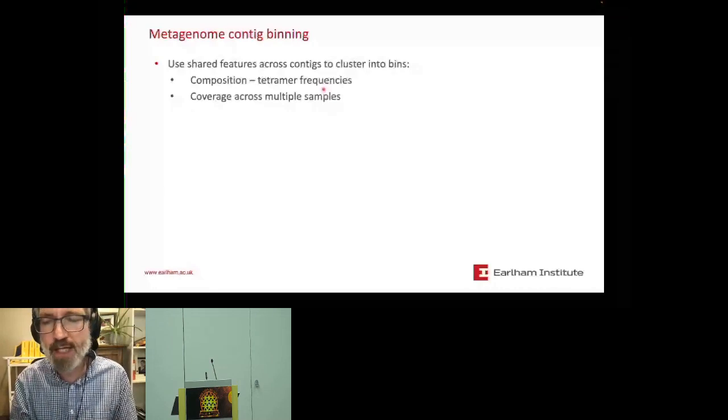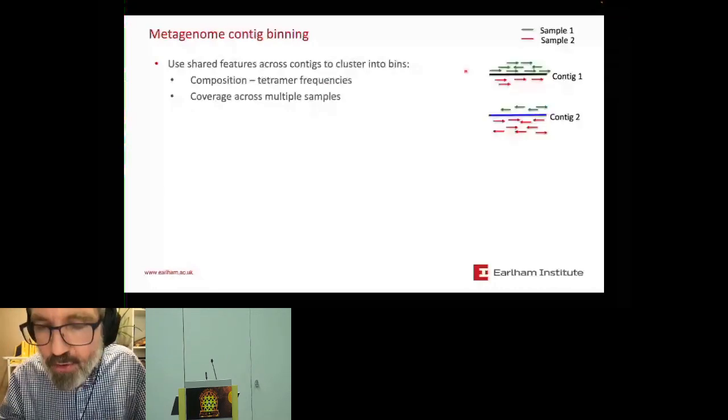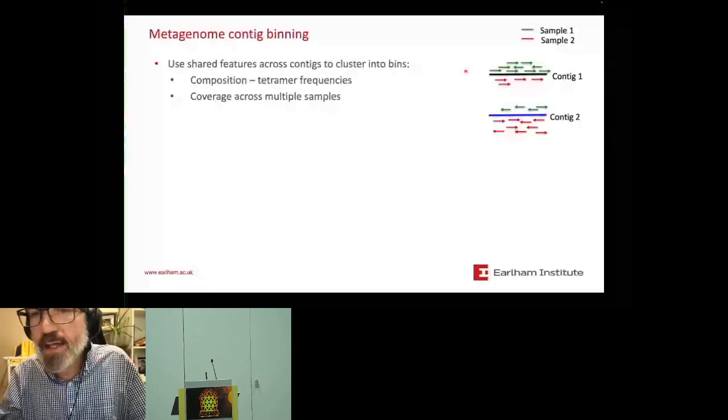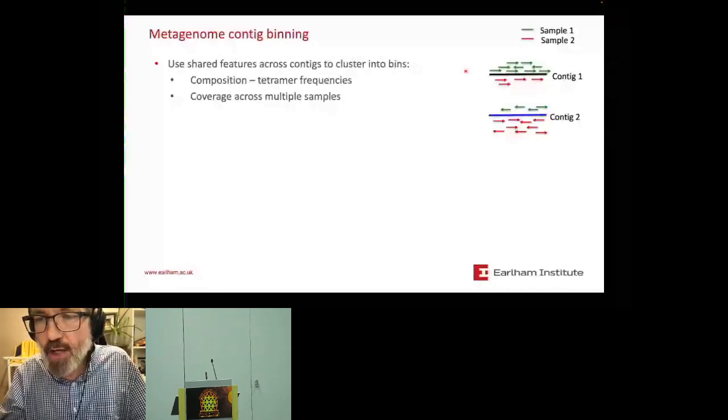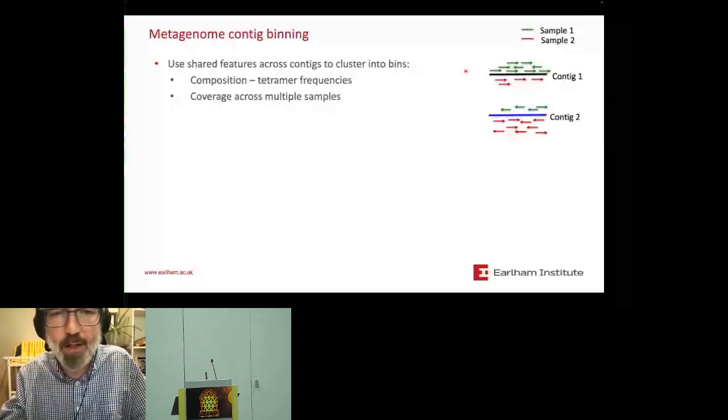And for doing that, we typically use 2 different sources of information: composition, which reflects the sequence of the contigs. And as I said, I think it's likely that a later talk will go into this in more detail. But an additional source of information that I've worked on a lot is coverage across multiple samples. So the principle here is that if we have multiple contigs from the same species, and that species varies in abundance across more than one sample, all those contigs will have the same pattern of coverage depth across samples.